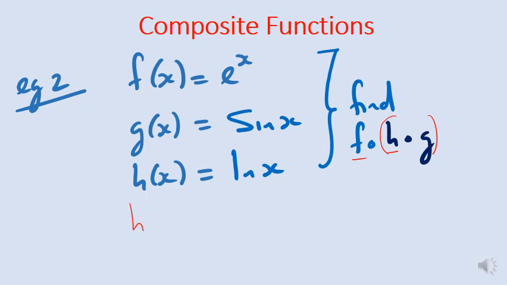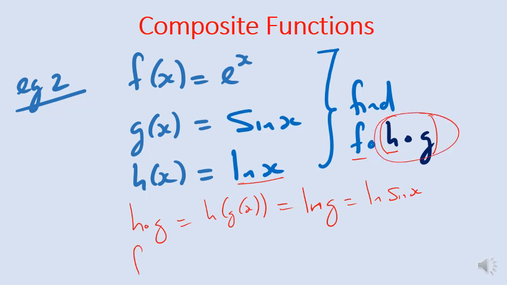So let's try h circle g. That is nothing more than h of g of x. What does that mean? Look at h. There it's ln x. Wherever there's an x, we would replace it with the function g. So that becomes ln g. But what is g? That's sine x. So it becomes ln of sine x. So now we've taken care of the innermost one.